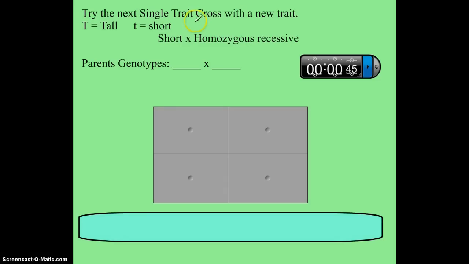This time we're going to switch the trait to tall versus short, so plant height. You're going to cross a short individual with a homozygous recessive. Be careful, this one's a little trickster. I'm hoping you're becoming better at this, so we're going to give you 45 seconds to complete this one. You may begin.